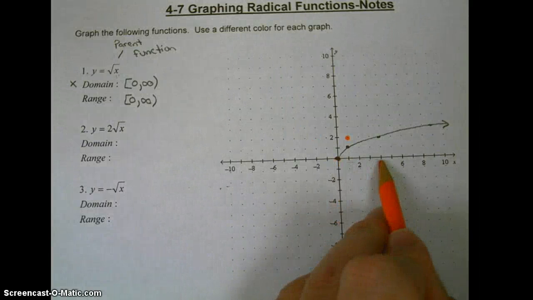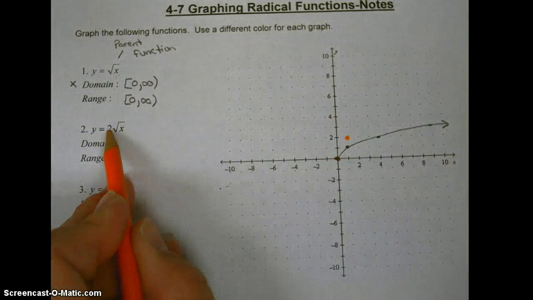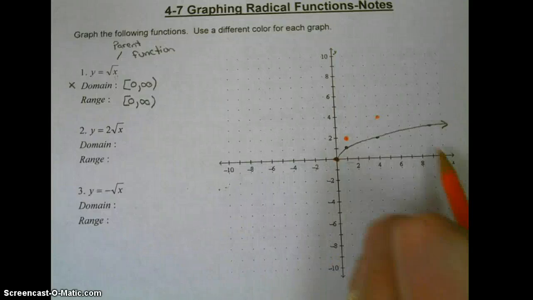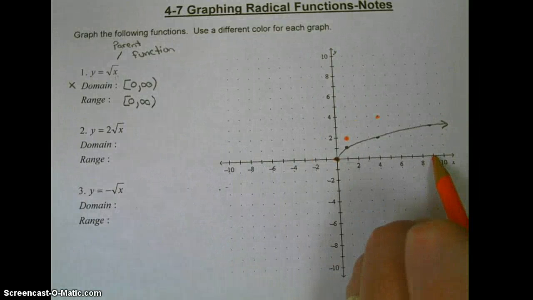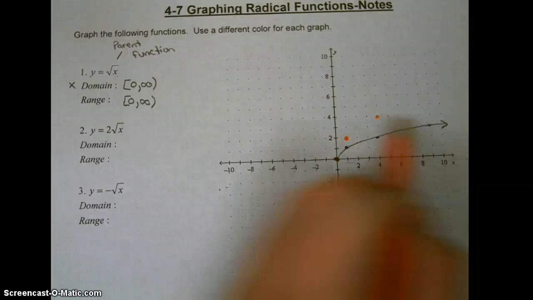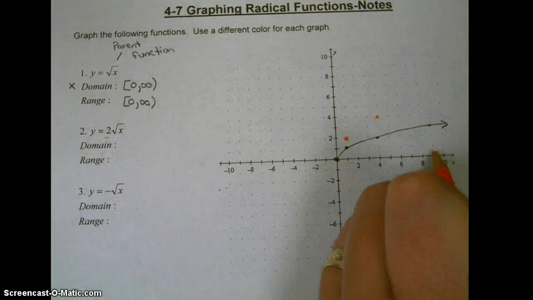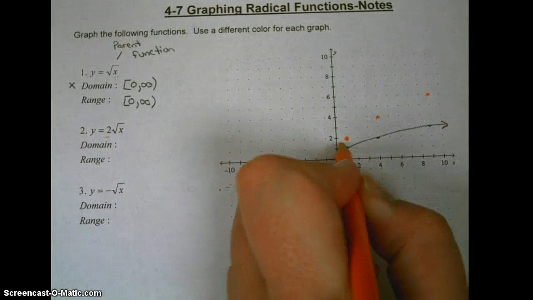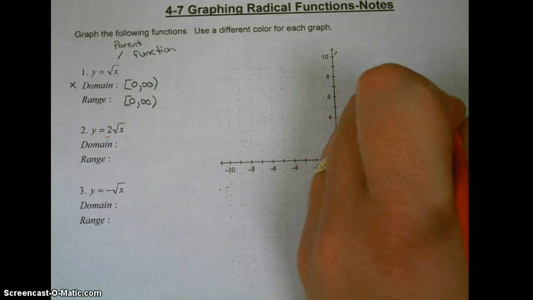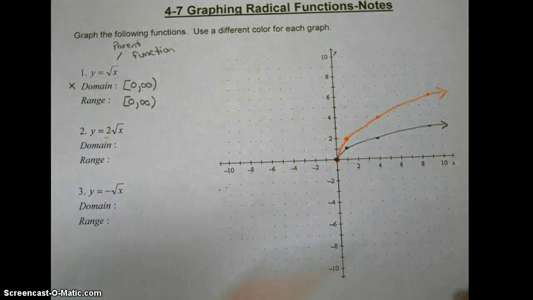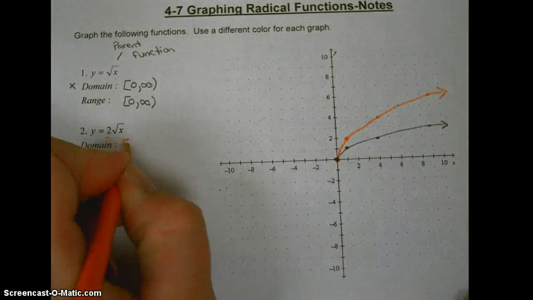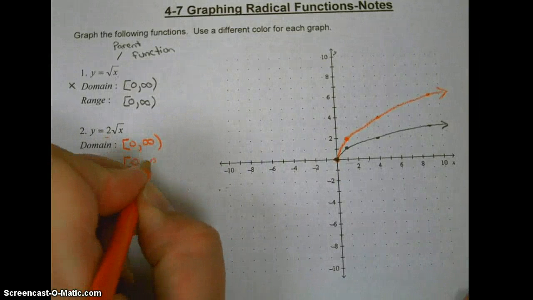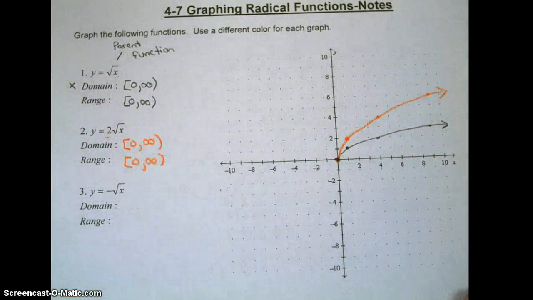Okay, next perfect square is 4. Square root of 4 is 2. 2 times 2 is 4. So notice our outputs are doubling. So if our input was 9, we got the square root of 9, which is 3, and then we double 3, we get 6. So 3, 4, 5, 6. And this is our graph. Okay, domain still starts at 0 and goes to infinity. Range has not changed either. Still starts at 0 and goes to infinity.